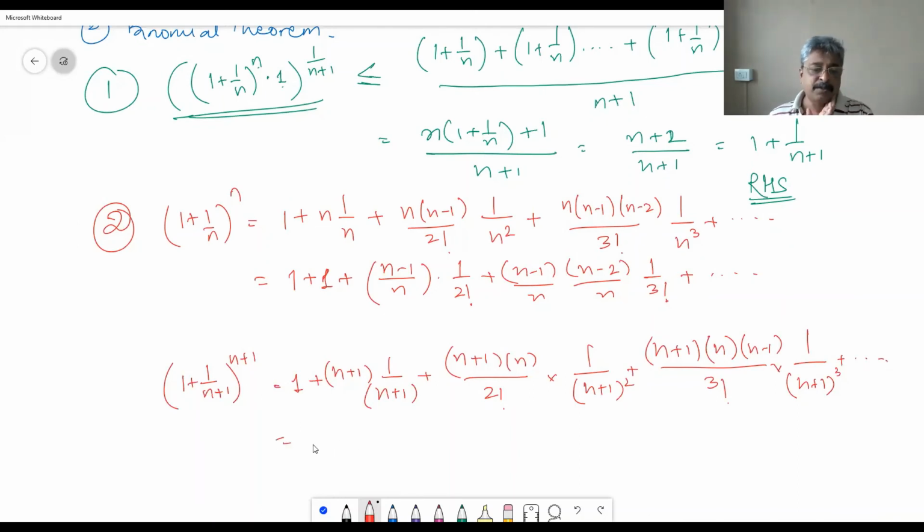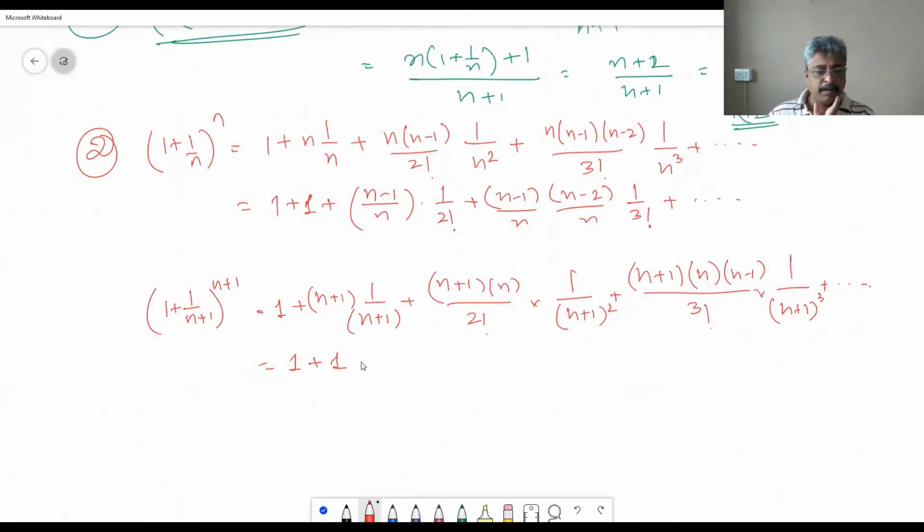If we simplify this further, we get 1 + 1. So 2 is already there. 1 + 1 + ... Now let us distribute to each. The first one is 1, the second is n/(n+1) times 1/2!, plus n/(n+1) times (n-1)/(n+1) times 1/3!, plus and so on.